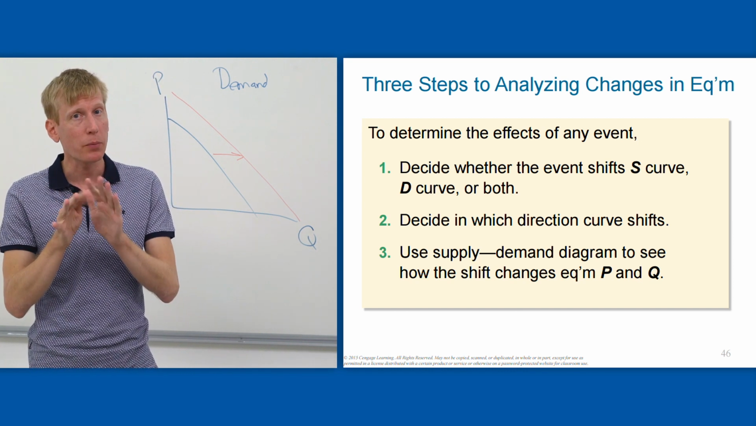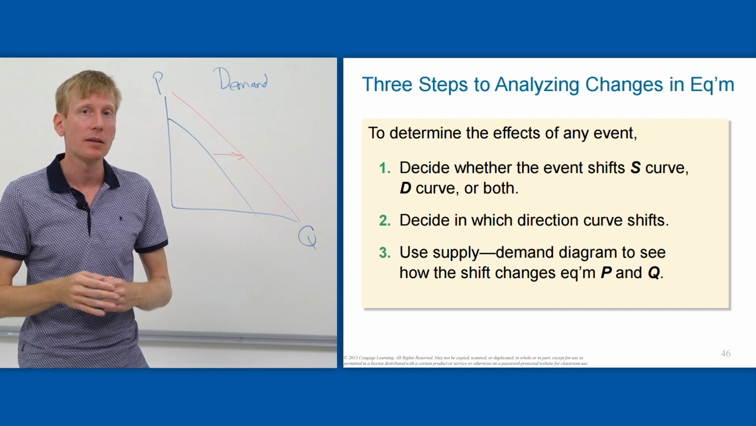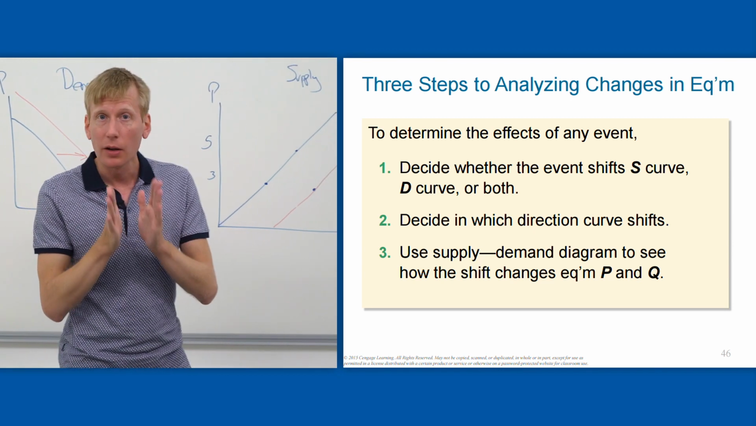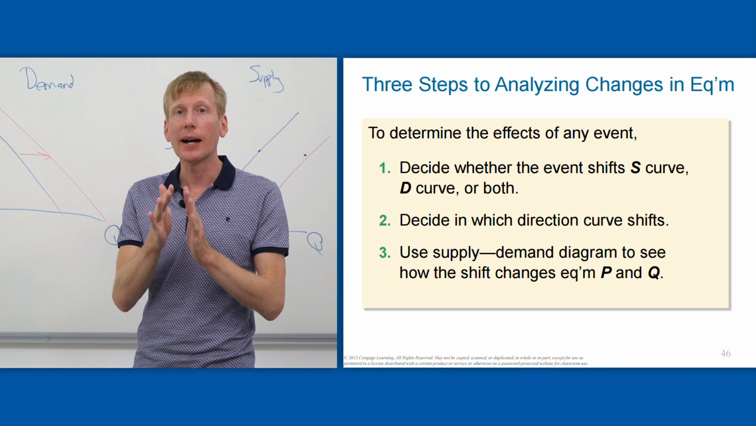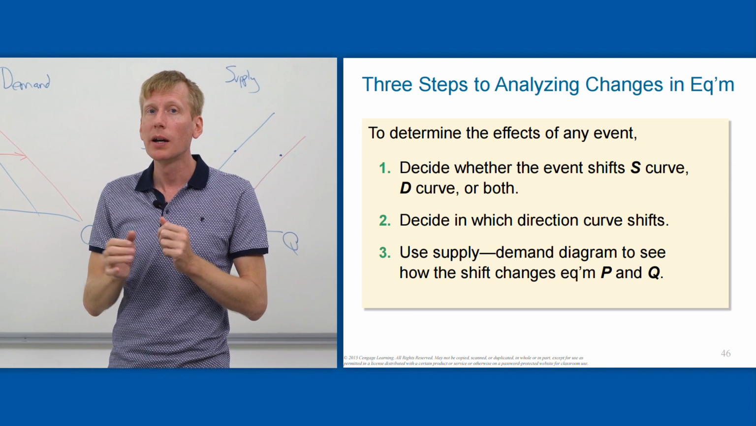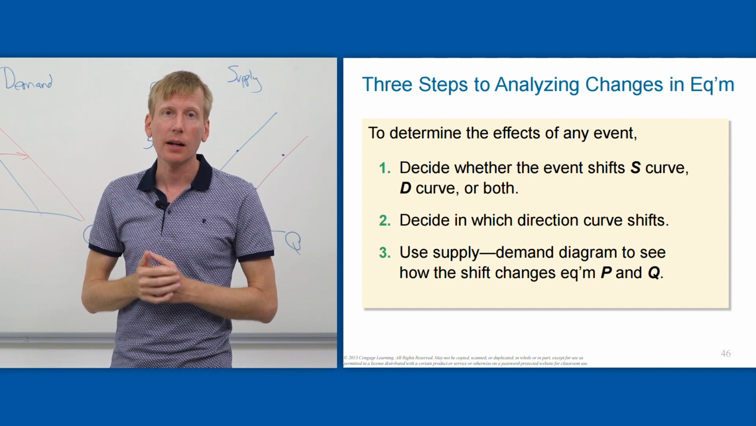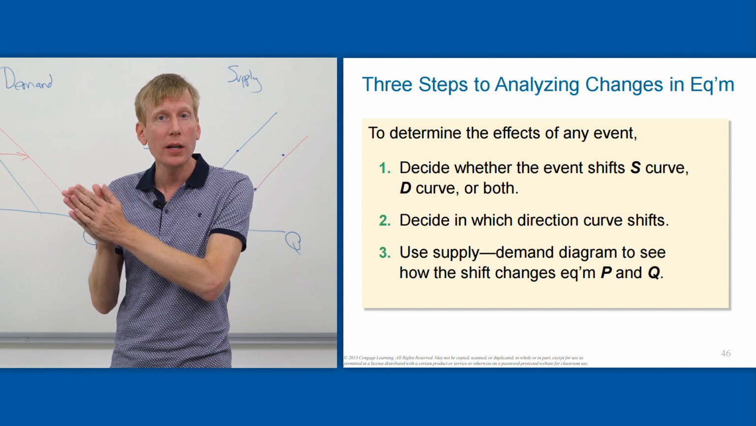And then the last step, once we've determined those things, would be to look at that shock to that market, draw out our supply and demand diagram with an equilibrium, shift the correct curve in the correct way, and look at what happens to our new equilibrium.